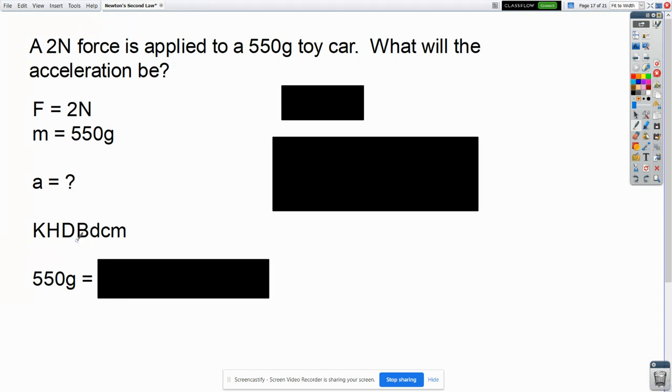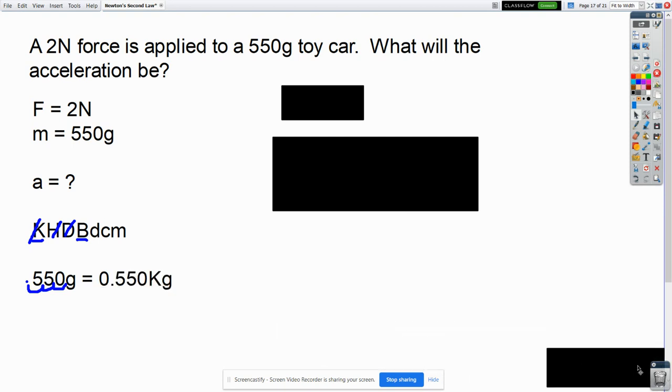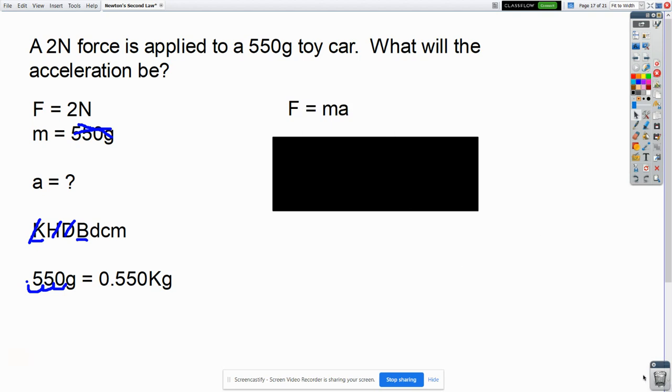I have grams, which are a base unit. I'm going to go to kilograms, which is the K. That is 1, 2, 3 places to the left. Take the decimal point and move it 3 places to the left. And you've made your conversion, 0.550 kilograms. And that is the number that you're going to want to use when you do the math, not the 550. That way the units will cancel out the way they're supposed to cancel out, and you'll end up with meters per second squared as your answer.